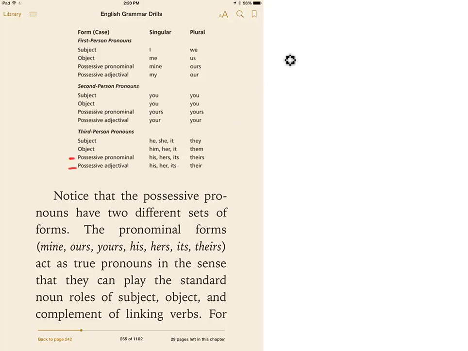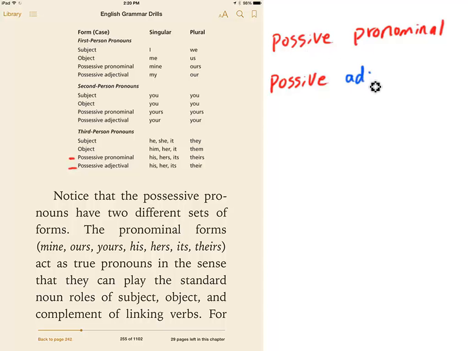They're both possessive. Possessive means they show ownership. So we're going to write possessive, and then we're going to write pronominal, and we're going to write adjectival. All right. So remember the possessive adjective.